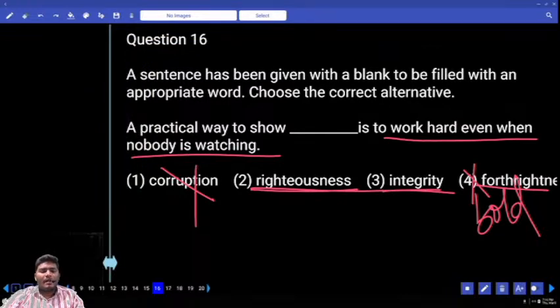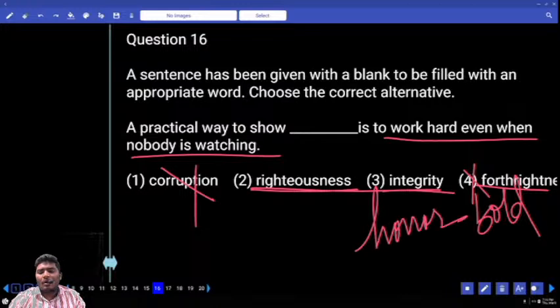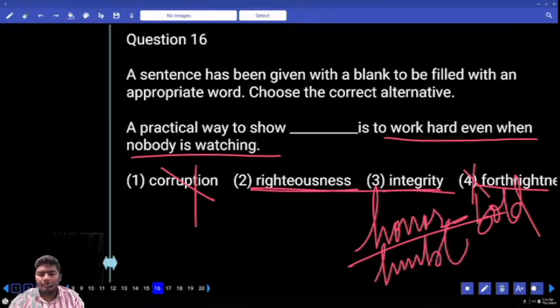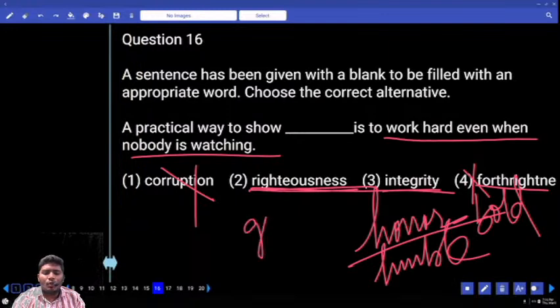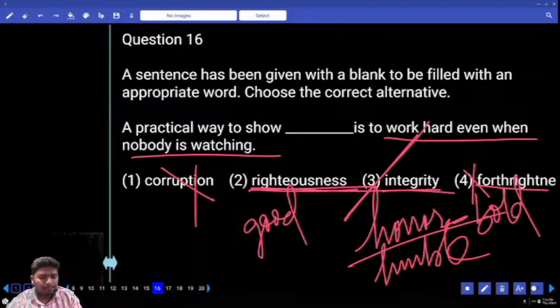Tell me your answer. A practical way to show righteousness, a practical way to show integrity. Integrity is nothing but the meaning of honor or respect. If you want to show you're a very humble person, it also comes with the meaning of humble. Righteousness is also good behavior. It is also somewhat relevant, but according to the context, we can only go with integrity.